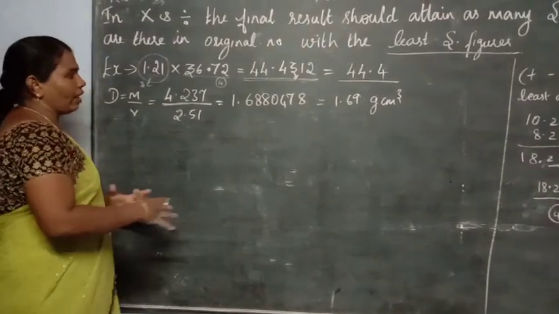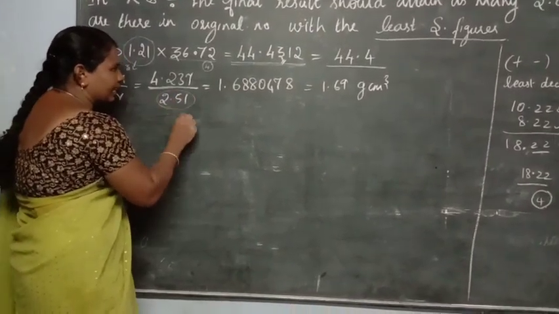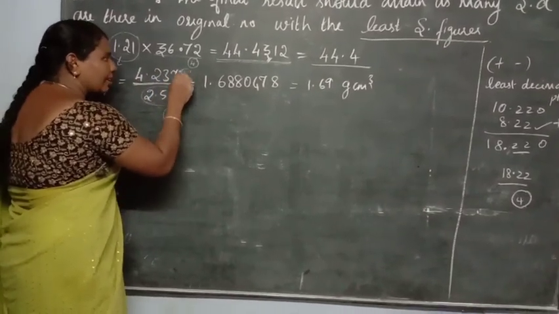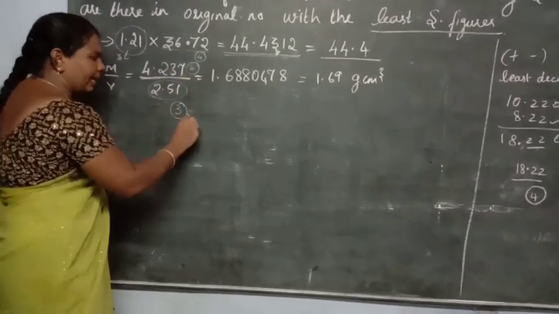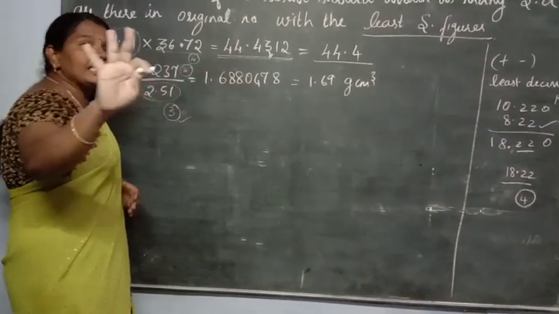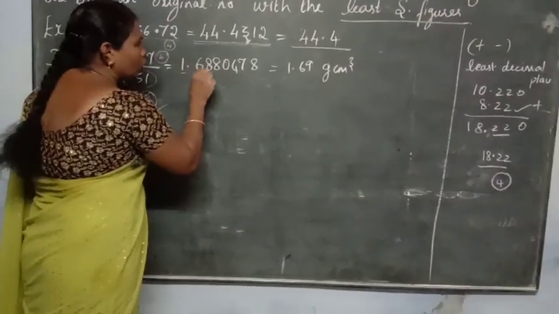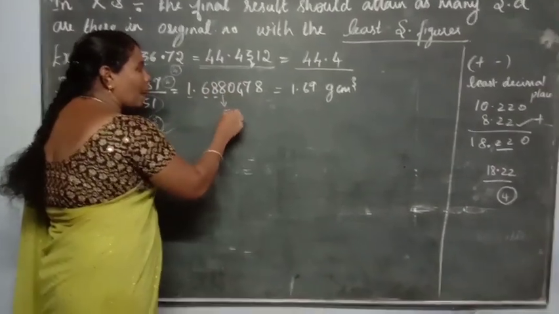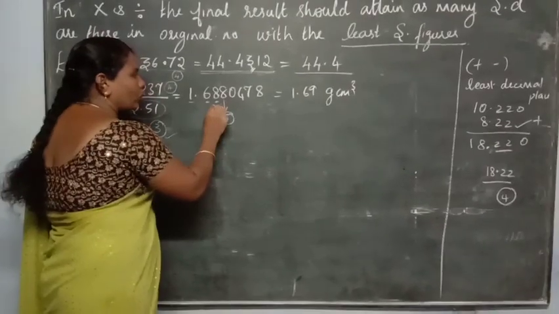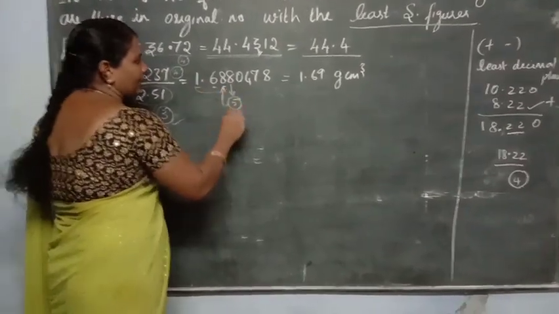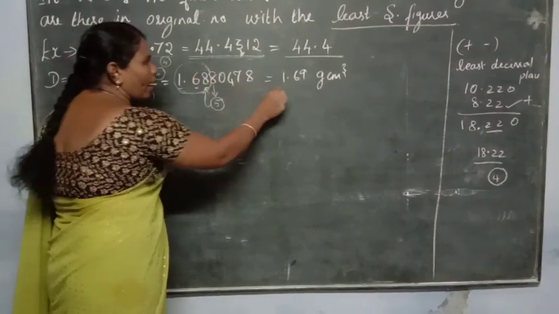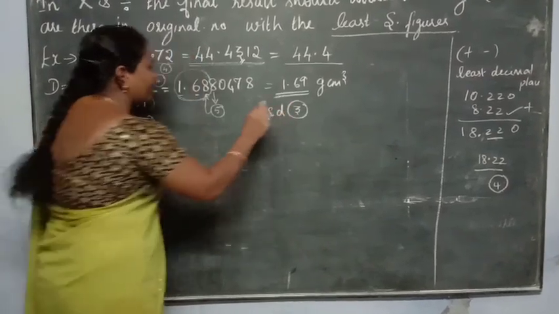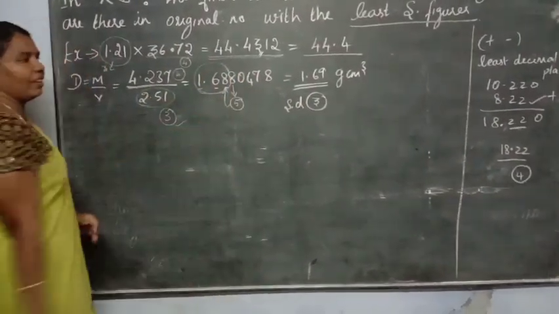Okay, see, now you have to find the significant digits. How many significant digits here? 3. Okay, here 1, 2, 3, 4. Here also 4 significant digits. So which one is the least? 3. Therefore, the answer also must possess 3 significant digits. Therefore, 1, 2, 3. But the next digit is above 5, so you can add one to the previous digit. Therefore, the answer can be written as 1.69. See here, the significant digits are 3, because the least value decides the resulting significant digits. Okay.